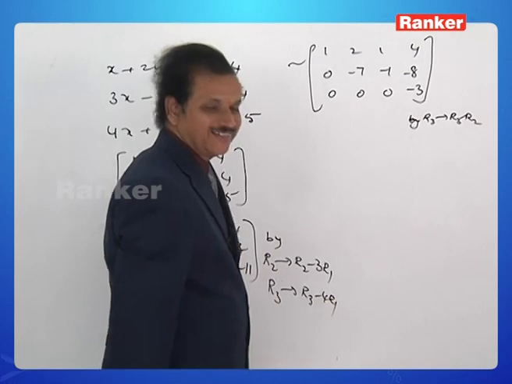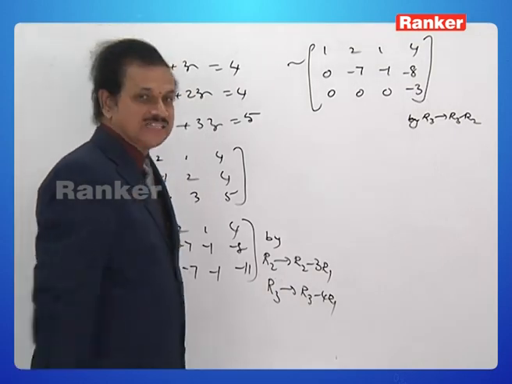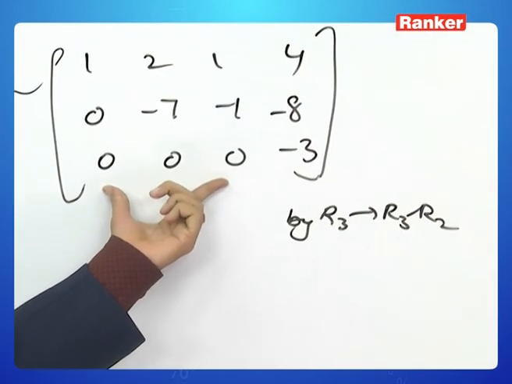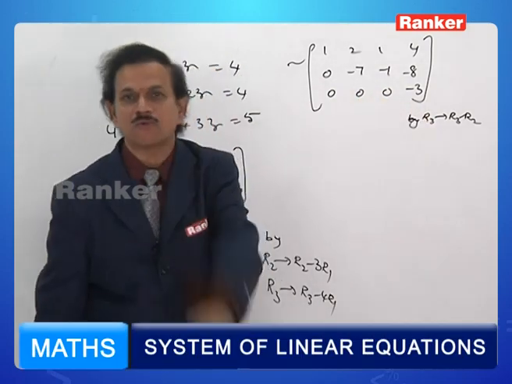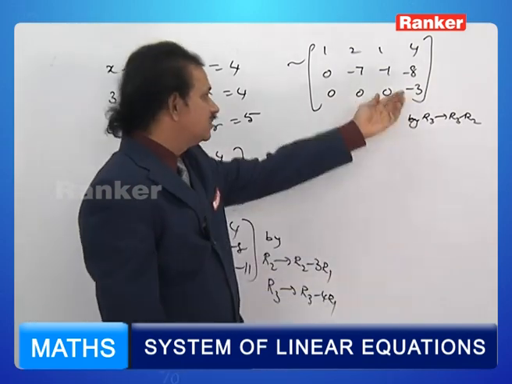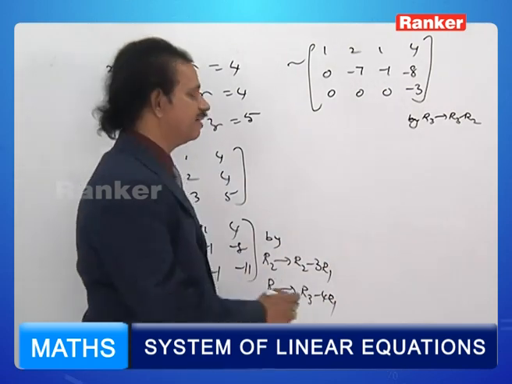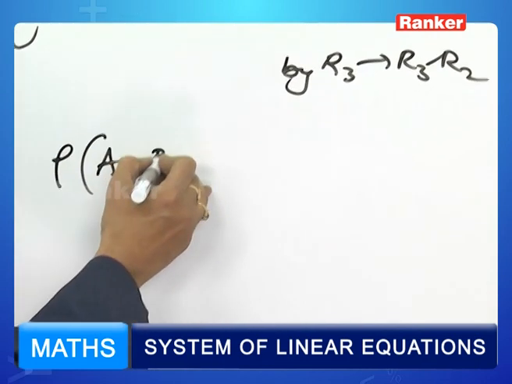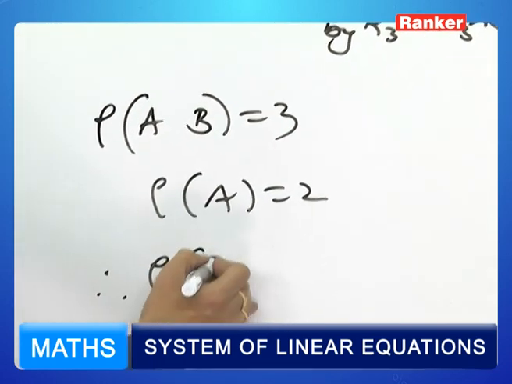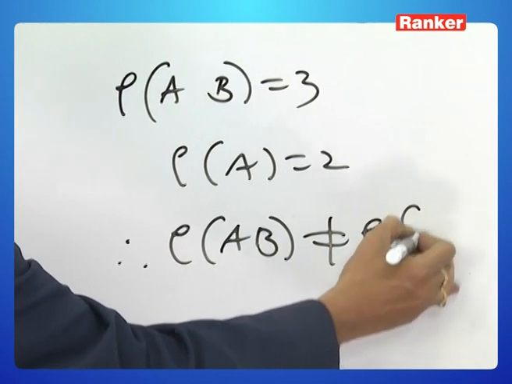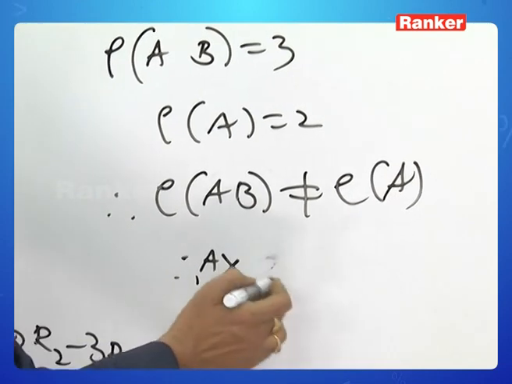Come on, dear. What is happening here? You observe. You consider just the first 3 columns only. Rank of A is equal to 2. You consider all the columns. As there is a non-zero entry, this is also a non-zero row. The number of non-zero rows is 3. Hence, rank of AB is equal to 3 and rank of A is equal to 2. Therefore, these 2 ranks are not equal. Therefore, AX is equal to B is inconsistent.